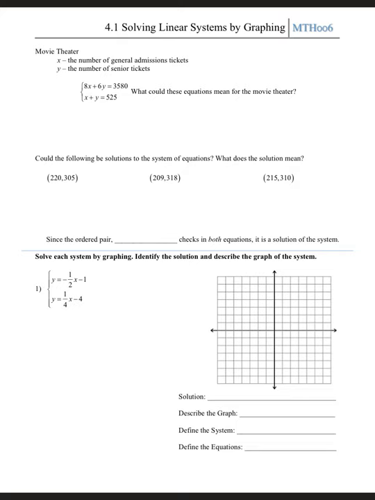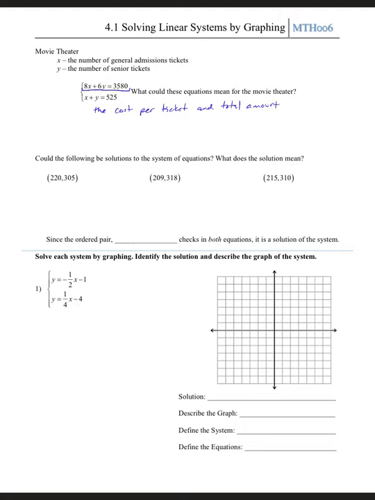Now this is referencing a movie theater. It tells us x is the number of general admissions tickets and y is the number of senior tickets. And then it's asking us, what could these equations mean for the movie theater? And you may have already thought this, but this first one could represent the cost per ticket. $8 for general admission, $6 for senior, and then we have a total amount of money. So this first one we can say is the cost per ticket and total amount.